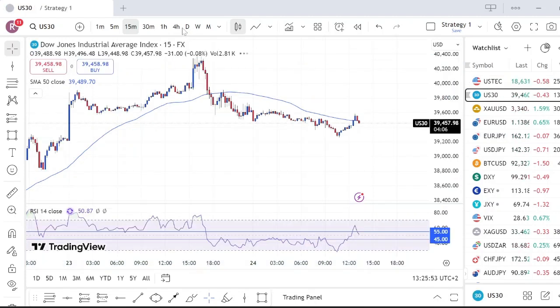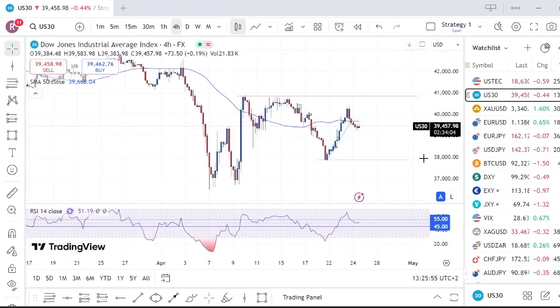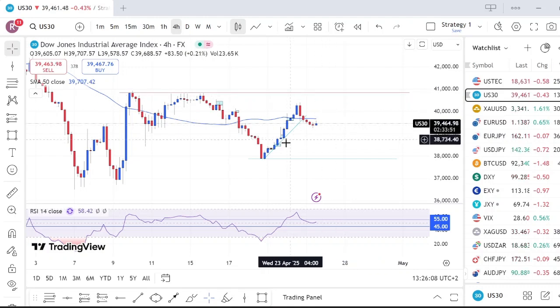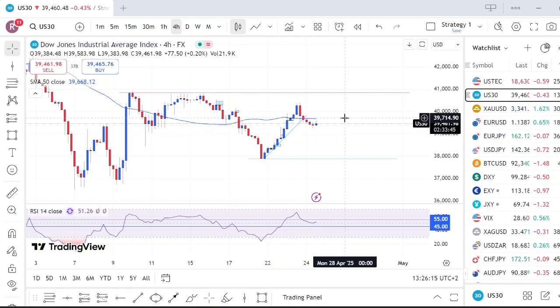Let us go into US30. US30, we are trading between 37,880 and 40,850. Now, price was making significant bullish moves, and then we tapped into that 50 SMA. Price went above and then broke back below.